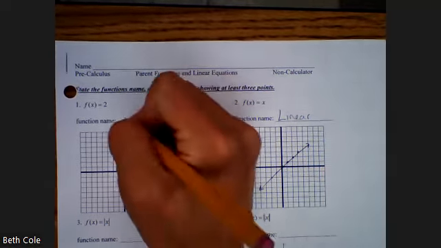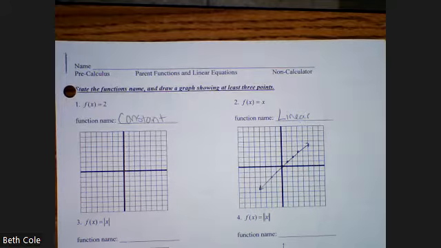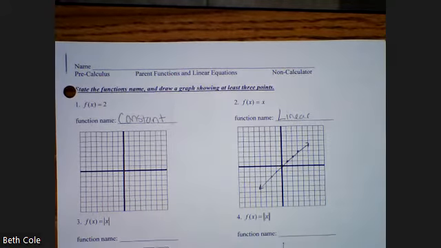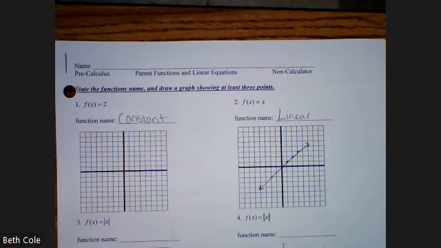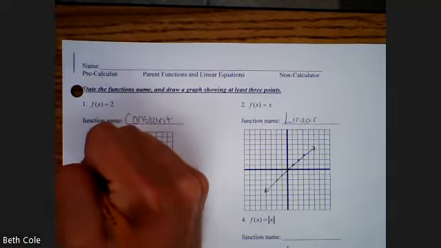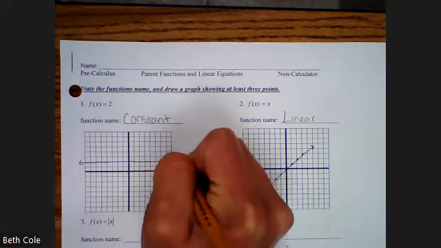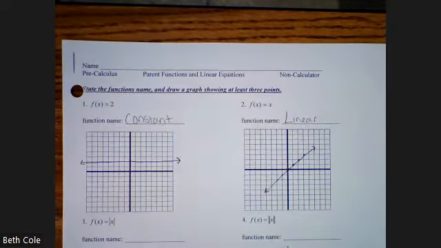All right, so first one is constant. Now, I made it 2 because I had to pick a number, but it could be f of x equals 1, f of x equals -3, anything that's just a number. Constant means lack of a variable. There is not a variable in there. So it's going to be a horizontal line, in this case at 2, but it could be any other number, as long as it's just a value, not a variable.